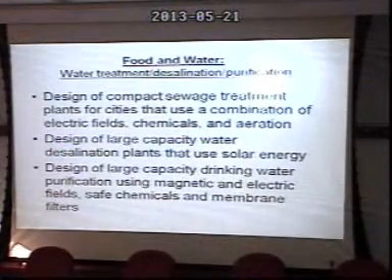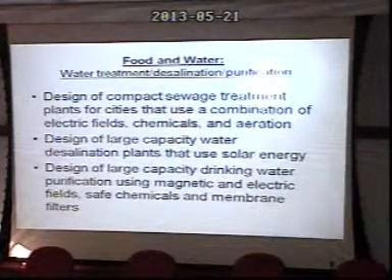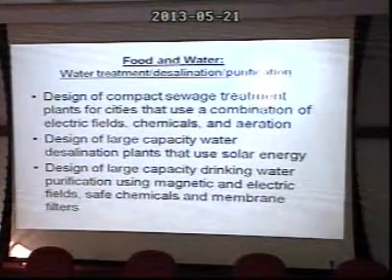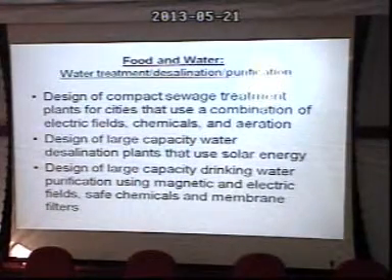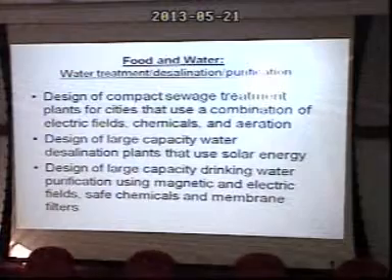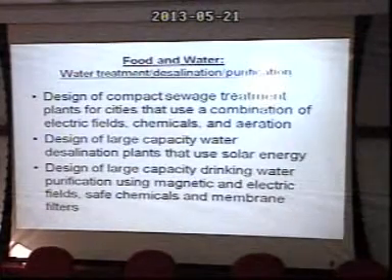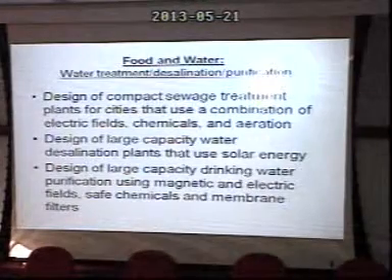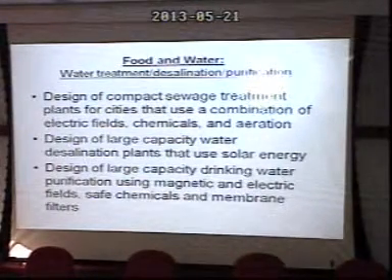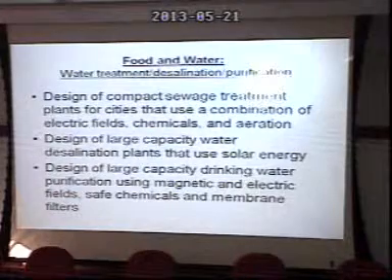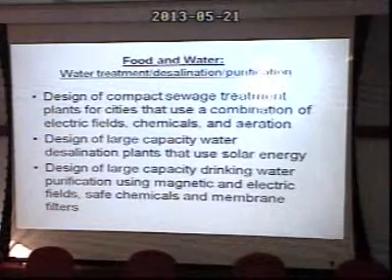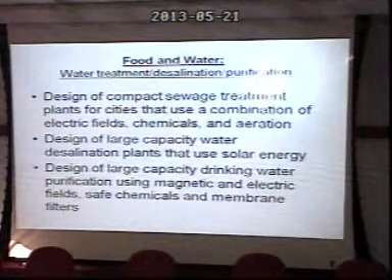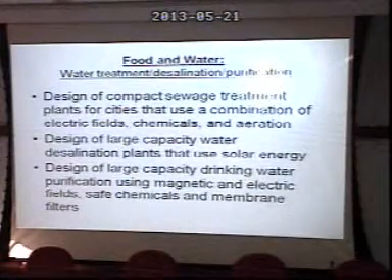So in cleaning these things, there's a tremendous need for compact sewage treatment plants for cities. And of course, they should use a combination of electric fields, chemicals, and aeration. For water desalination plants, especially in the Middle East and so on, it's the same story. One should use new designs and readily available energy, which is solar power, obviously. Drinking water is rapidly becoming an issue worldwide: the shortage of clean, safe drinking water.